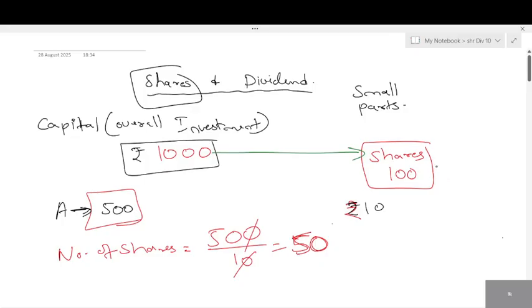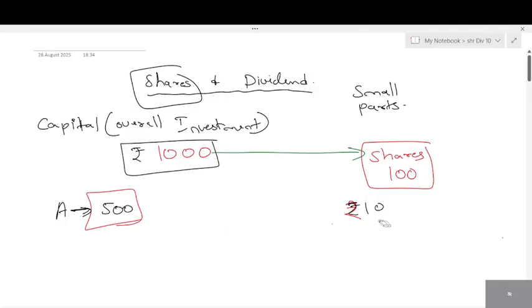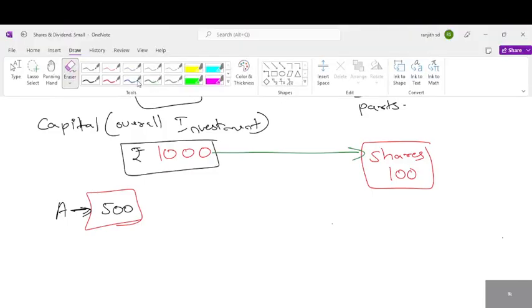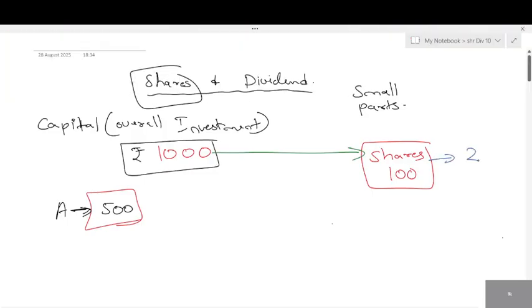So total, how many shares are there, students? Before starting the company, how many shares? 100 shares are there, right? 100 shares, each share is rupees 10. So as an owner, he invests 500 and he takes 50 shares with him. So how many shares are left, or how many parts of the company are left? Another 50 is left.